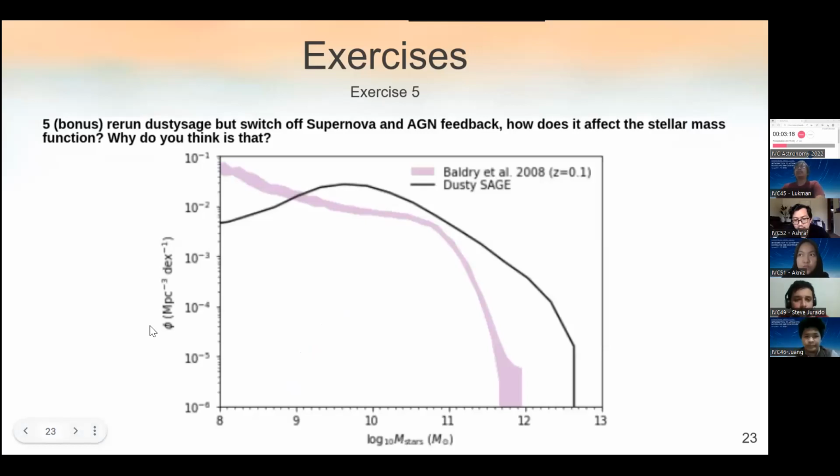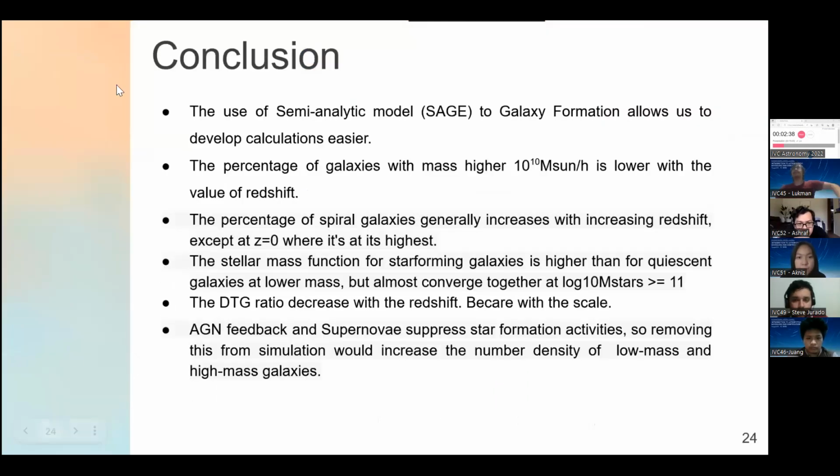Lastly, for the bonus exercise, we are asked to run Dusty Sage again on the Mini Millennium simulation, but this time with the AGN feedback and supernova turned off. When we plot the stellar mass function, we can see that there's an increase in the number density of low mass and high mass galaxies. This means that the AGN feedback and supernovas suppress the star formation activities. If we turn that off in the simulation, you can see the increase in star formation. That's it for the exercises portion.